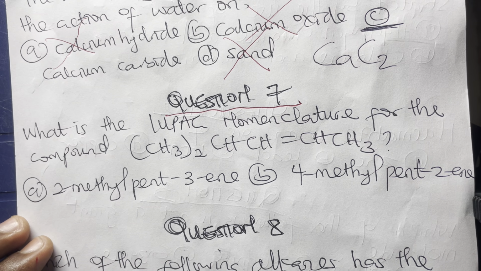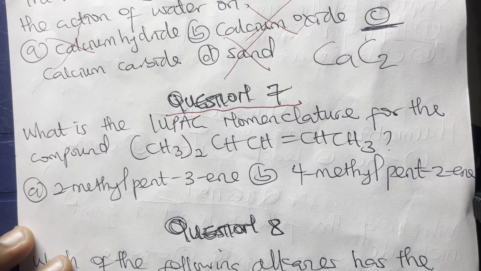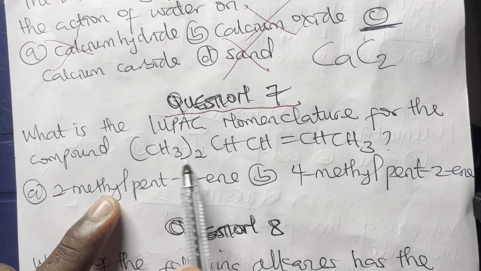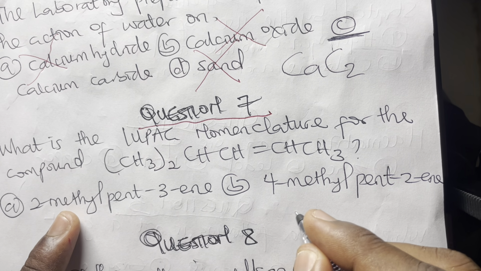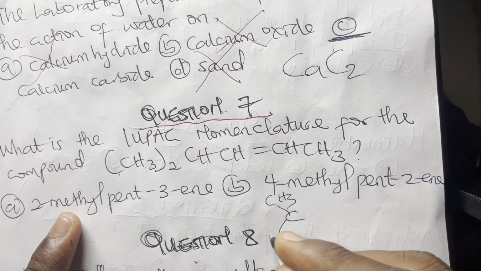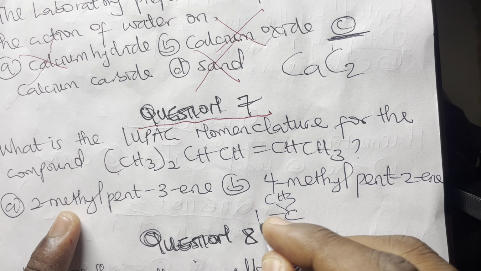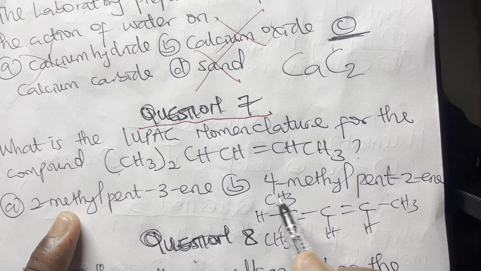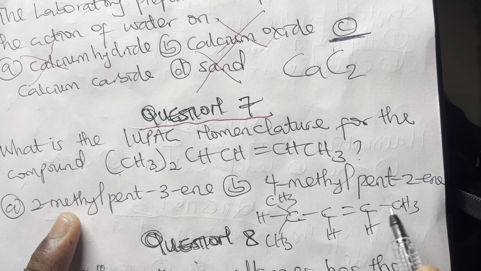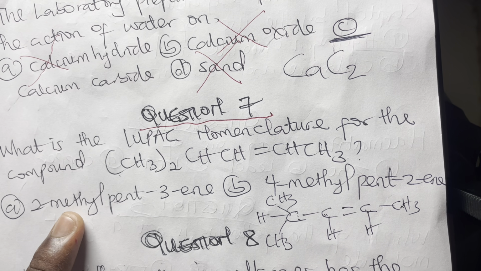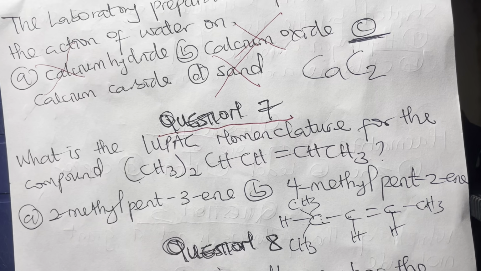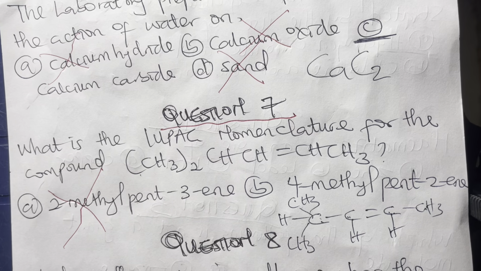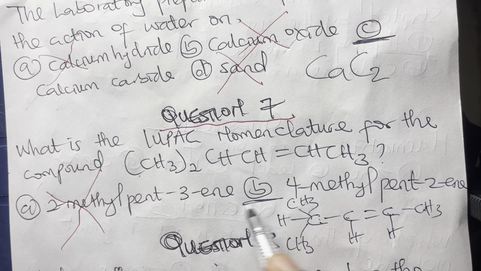Okay, next question. What is the IUPAC nomenclature for the compound? Look at the compound here. If you write CH3 here, let me just quickly draw the structure out. C having CH3, then having CH3, then there is H here. We have C here, H here, double bond CH, then we have CH3. This is 1, 2, 3, 4, 5, and this is 1, 2, 3, 4. This is 4-methyl pentene, and the correct answer is what? Is it A? No. Is it B? Yes. So the answer is 4-methyl-pentene.